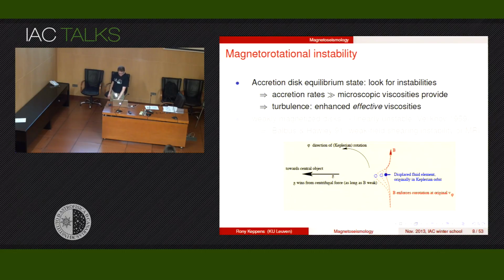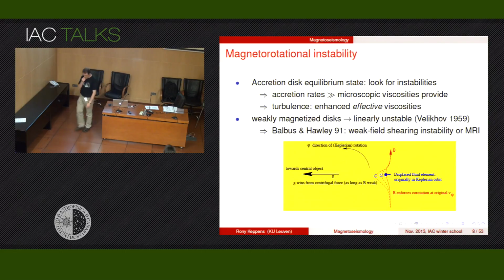So it has come about that this magnetorotational instability is the answer for why it is unstable, because if you have a weak magnetic field, then you have a route to instability that was already pointed out by Velikhov, also Chandrasekhar, and then reinstigated and put into the context of accretion disk physics by Balbus and Hawley in 1991, and has become known as the Balbus-Hawley or the magnetorotational instability.